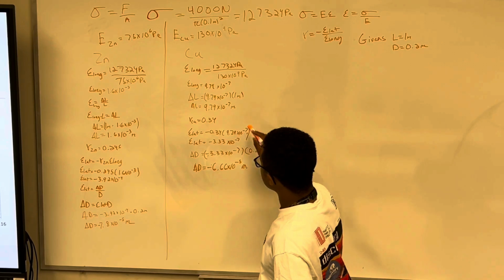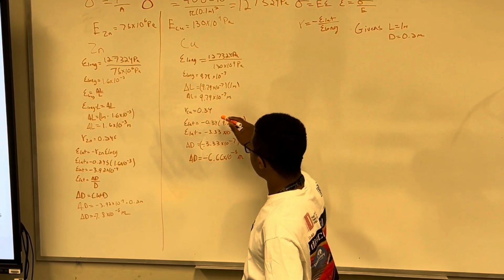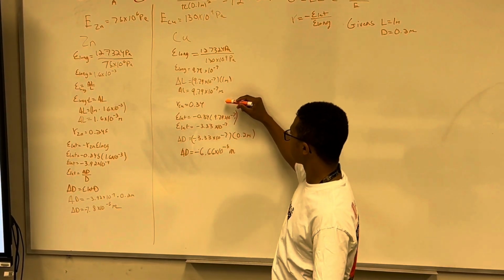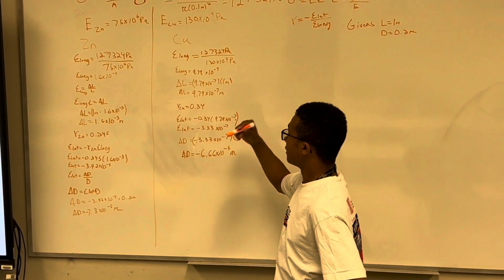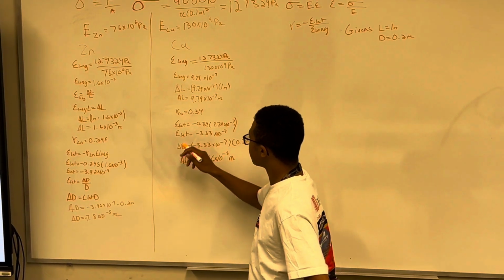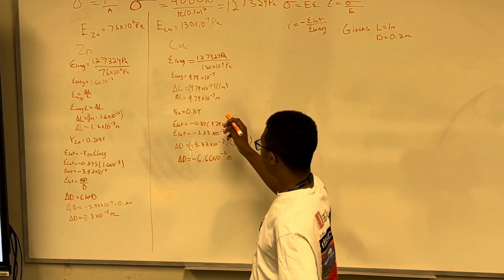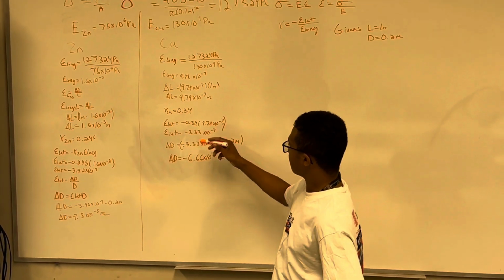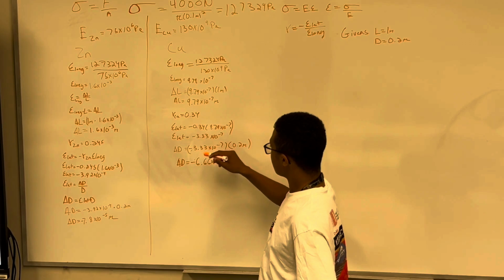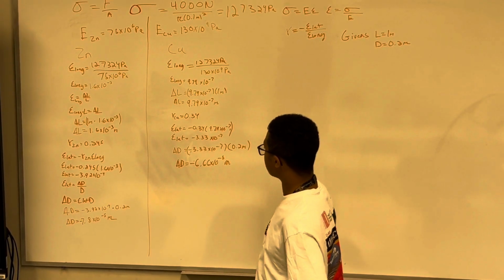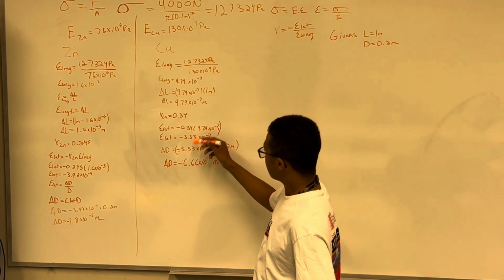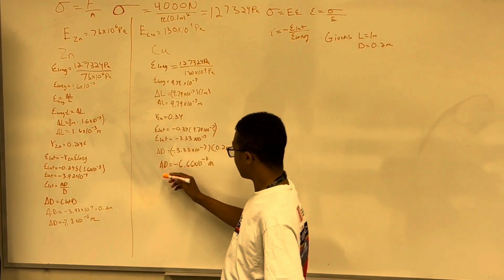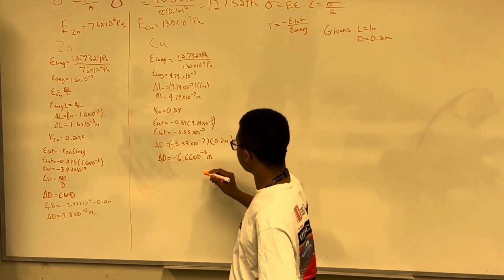That's change in length. And once we use that, we can find the change in diameter. But first we have to use Poisson's ratio. Poisson's ratio of copper is 0.34. Once we find that, we take the latitudinal strain, which is negative Poisson's ratio times the longitudinal strain. So the latitudinal strain is negative 3.33 times 10 to the negative 7th. With that, we can find the change in diameter, which is latitudinal strain times 0.2 meters, which is the diameter of the object, and change in diameter becomes negative 6.66 times 10 to the negative 8 meters.